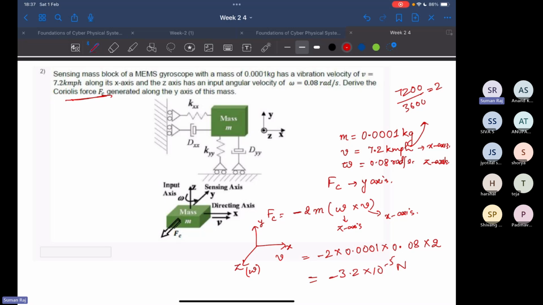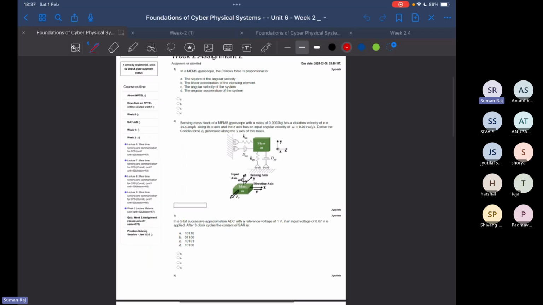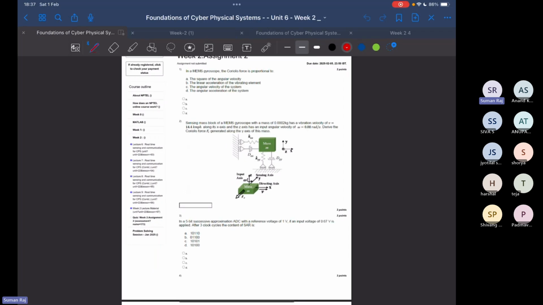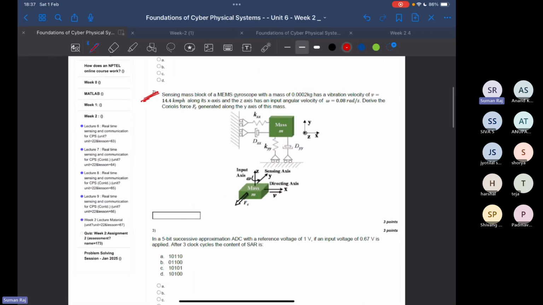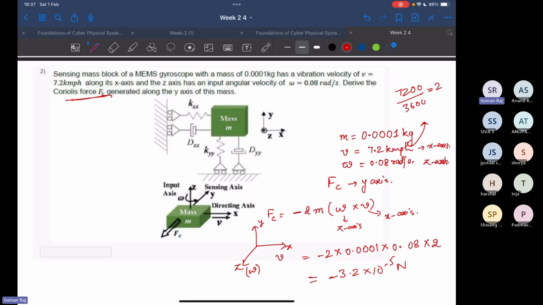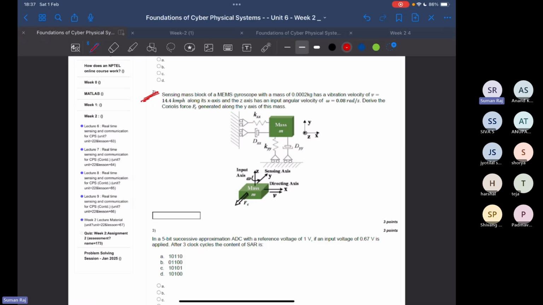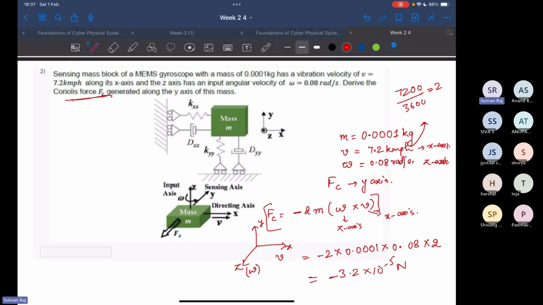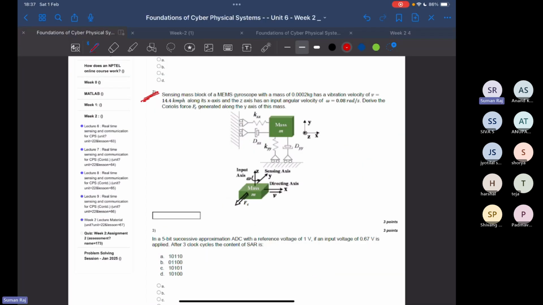Just like this, I think you have a question over here with different values. I think this question you all should be able to do. It uses the same formula that is given over here, but just take care of the positive and negative signs. Just see if the cross product is working fine. So here V is across the x-axis, and omega is across the z-axis, so it is going to be the same. You can use the same formula, just substitute the values in this question and you should be able to get the answer.